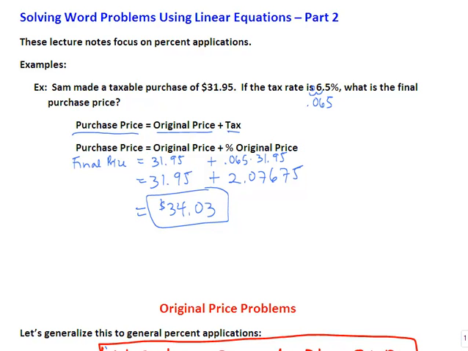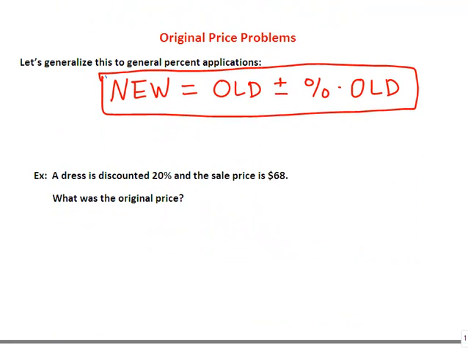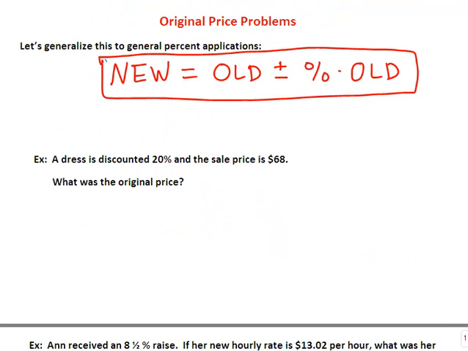So we're going to generalize that example into a formula which we're going to use for several types of problems. These are called original price problems, and basically in these types of problems you usually are looking for the original price of your object, but you know what the new price happens to be. For example, buying a dress on sale, or getting a salary raise and knowing what the new salary is but not knowing what the old salary was. For both of those applications, we can use this generalization.